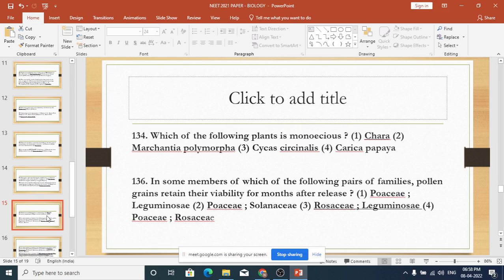Okay, right. Next. In some members of which of the following pairs of families, pollen grains retain their viability for months after release? The answer given is Rosaceae, Leguminosae. So that is what the answer is given in the keys.